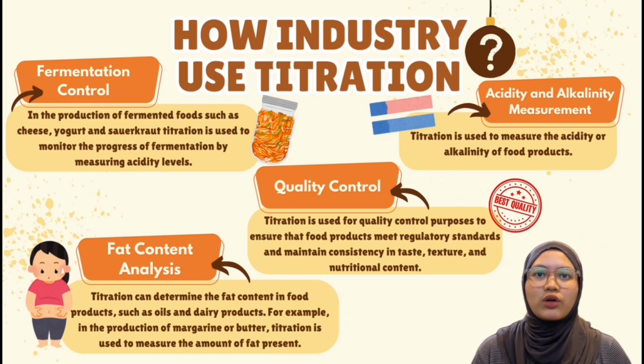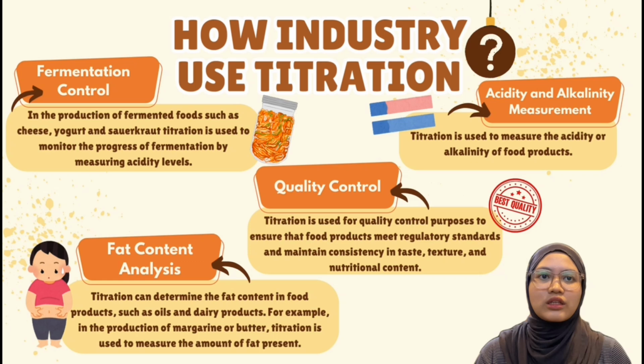Third, quality control. Titration is used for quality control purposes to ensure that food products meet regulatory standards and maintain consistency in taste, texture, and nutritional content. And lastly, fat content analysis. Titration can determine the fat content in food products such as oils and dairy products. For example, in the production of margarine or butter, titration is used to measure the amount of fat present.